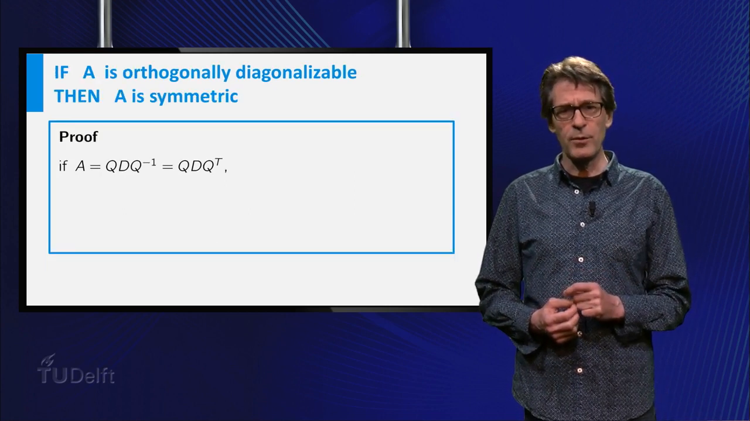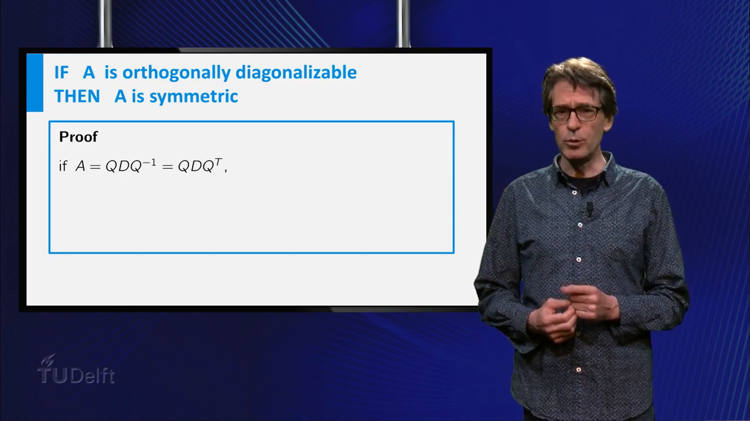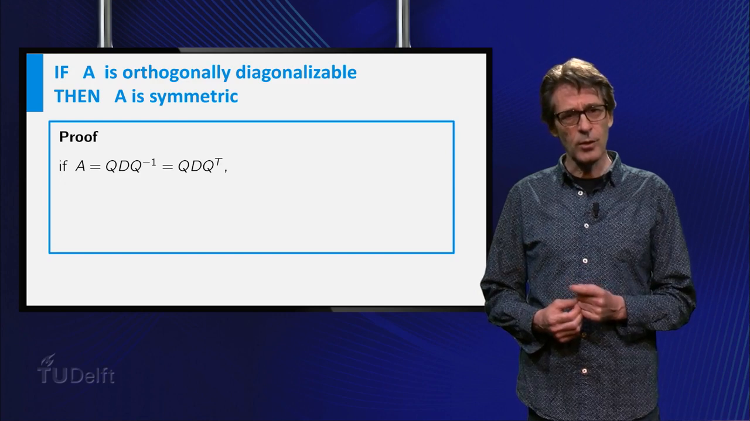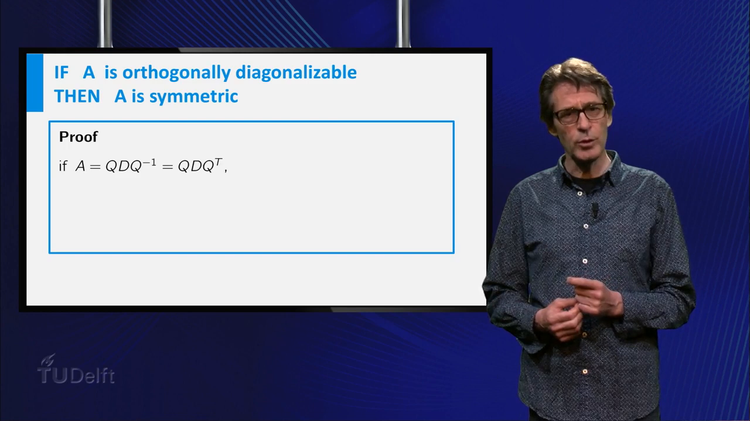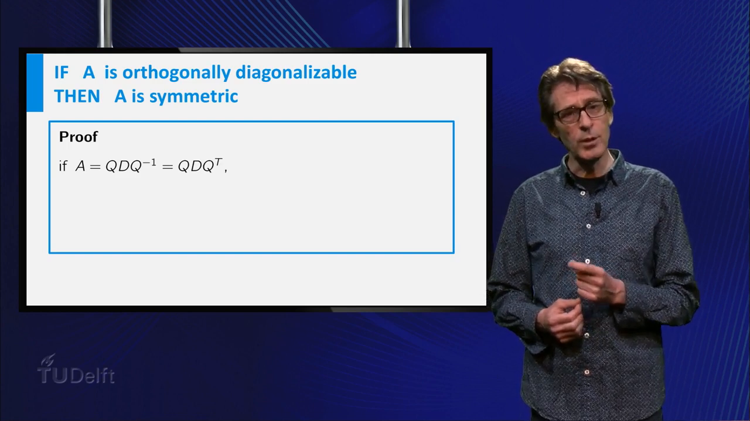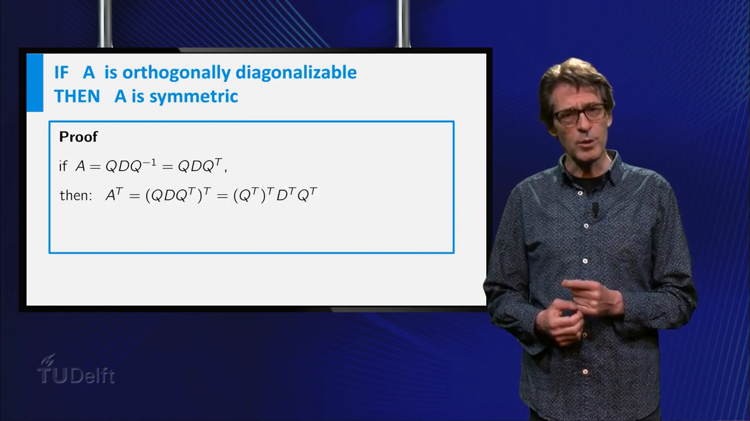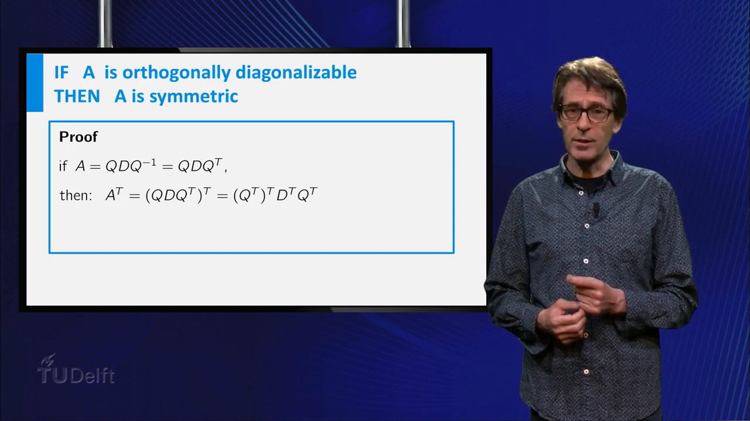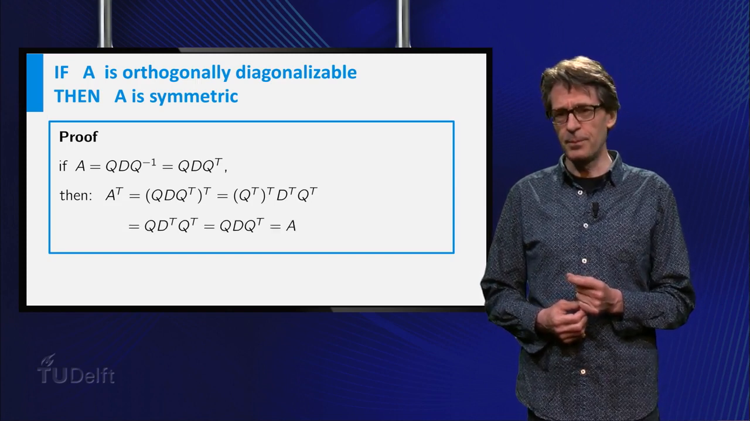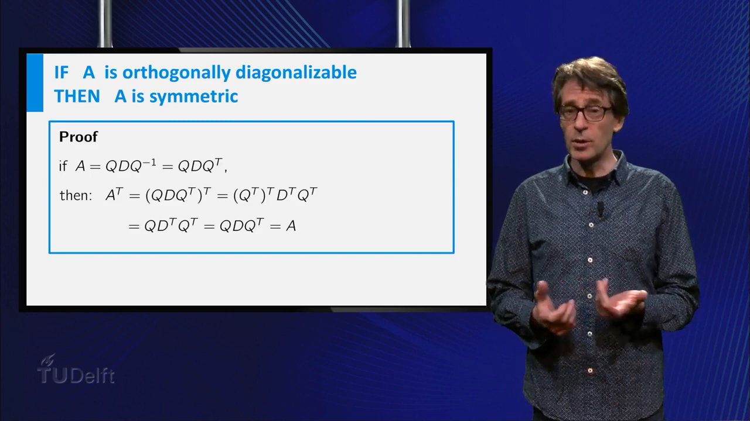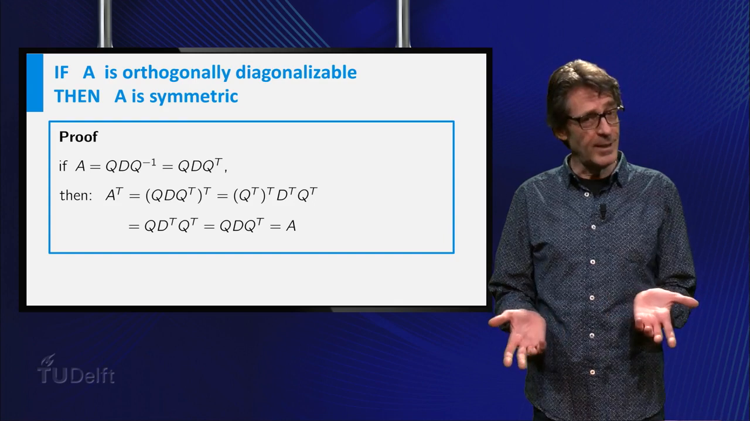The converse of the main theorem is also true, and it is proved in two lines, as follows. If A is orthogonally diagonalisable, then A equals Q D Q inverse with Q orthogonal, so A equals Q D Q transpose. Now use the rules of the transpose operator and the simple fact that the diagonal matrix is symmetric. And you see that the transpose of A equals A, so A is indeed symmetric. Nice, no?